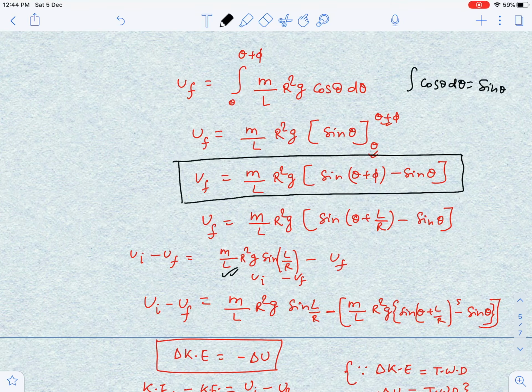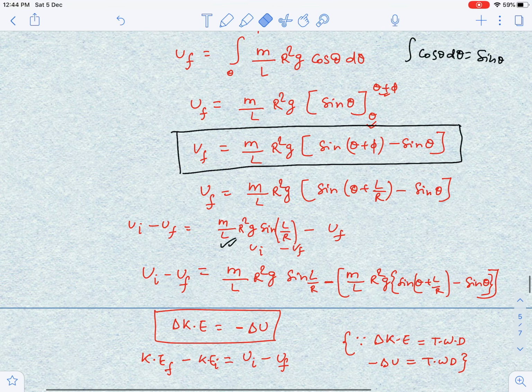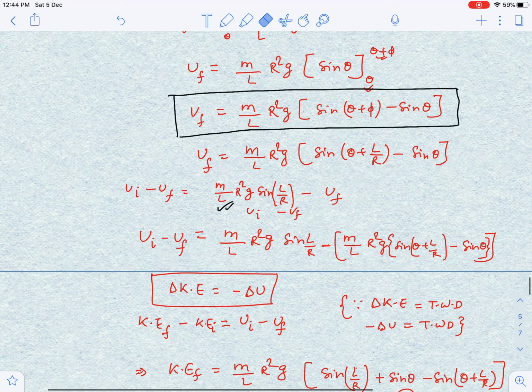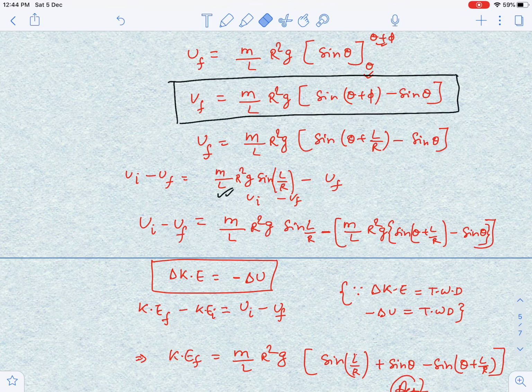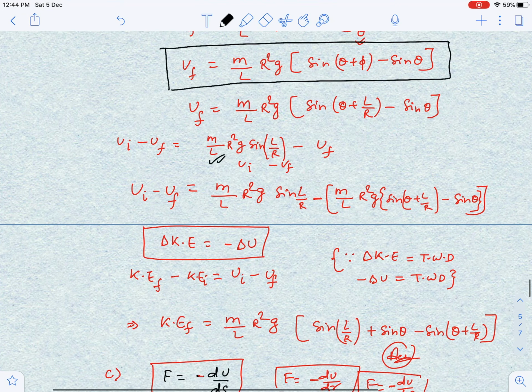So I have taken m by L r square g with sine of theta plus L by r minus sine of theta. So you can say, guys, m by L r square g common and taken outside. The value remaining is sine of L by r, this minus and this minus become plus, guys.